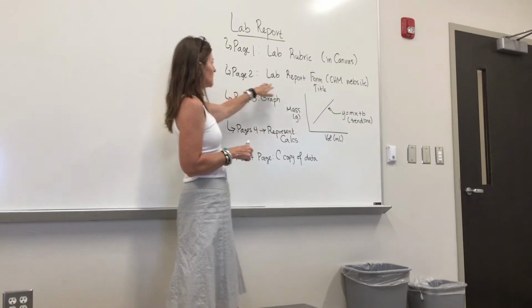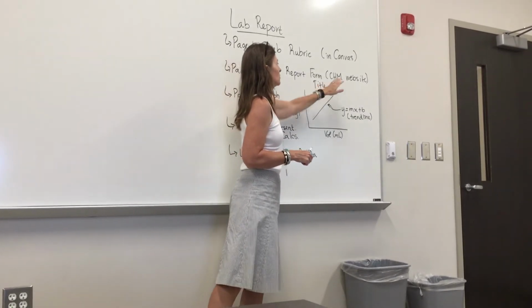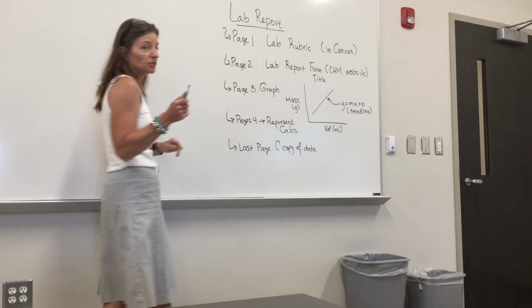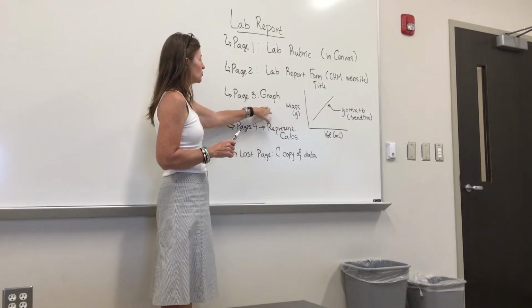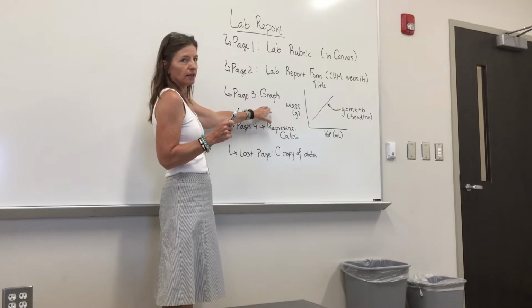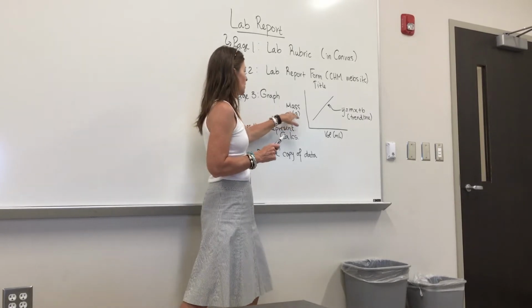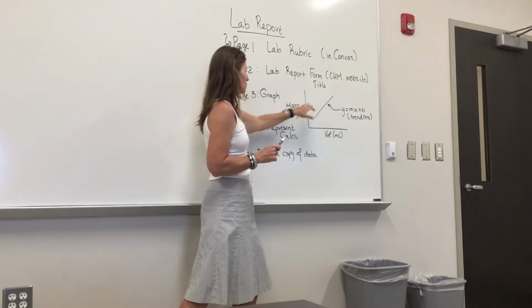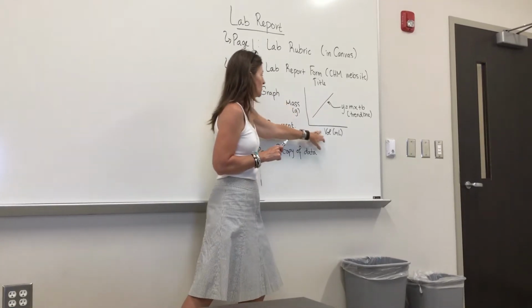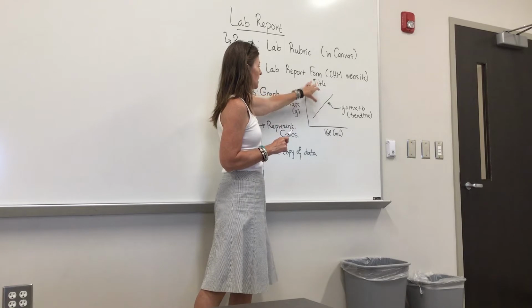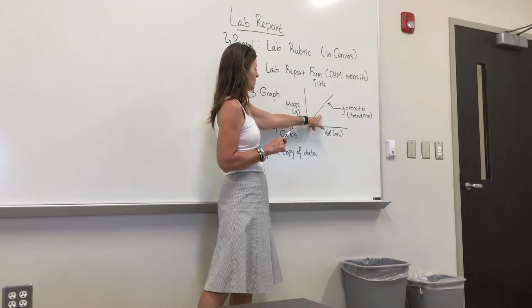Page 2 is your lab report form. This can be downloaded from the chemistry website, same place you got your procedure. I'll show you that in a moment. Page 3 is going to be your graph, has to be computer generated. So you will have both axes labeled and a title. Make sure you do that. I'm picky about it. So mass in grams versus volume in mLs, and a title. So look for those.